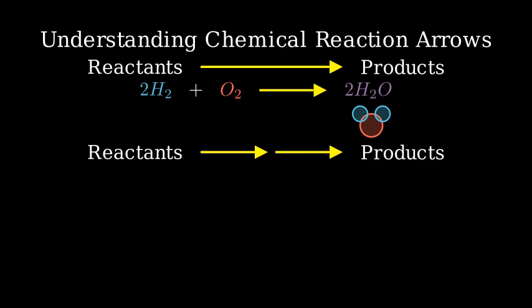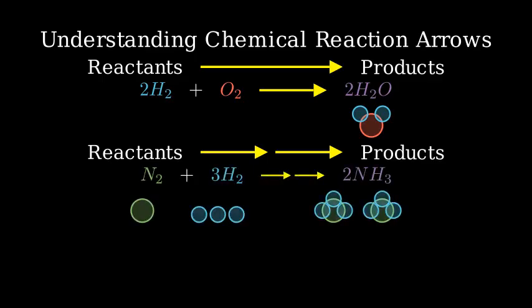Here's an example of an equilibrium reaction. When nitrogen gas combines with hydrogen gas to form ammonia, the reaction can go both ways. The double arrows show us that ammonia can break back down into nitrogen and hydrogen.